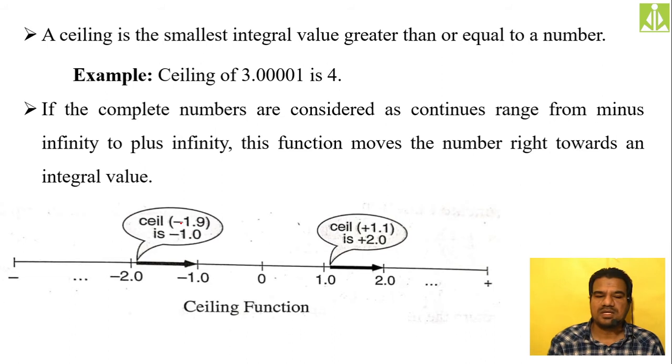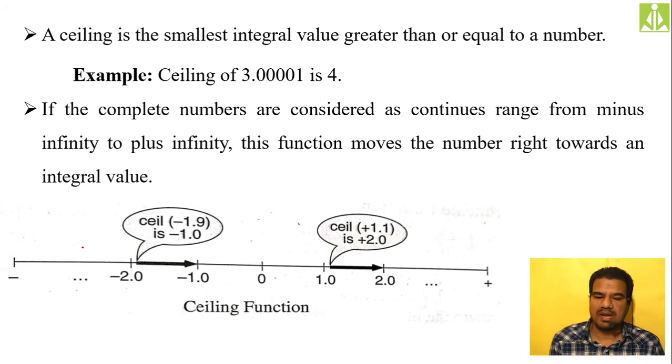Likewise, a ceiling is the smallest integral value greater than or equal to a number. So the ceiling of 3.0001, if you see, will become 4. Greater than or equal, we are saying. So 3.0001 goes to 4. If you take the number sequence, generally this is how we have number sequences, isn't it? Number series, or we can also call it a number line.